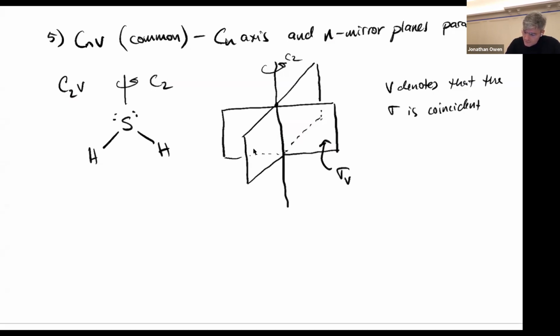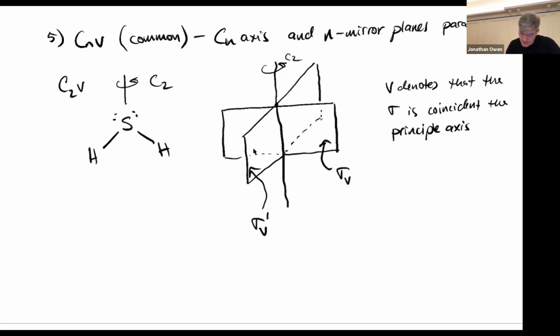Why V? It's V because it's sort of vertically oriented. You know, so the principal axis is often drawn up and down. And what's this other one called? Well, this is also a sigma V, but it's given a different denotation. It's denoted with a prime.